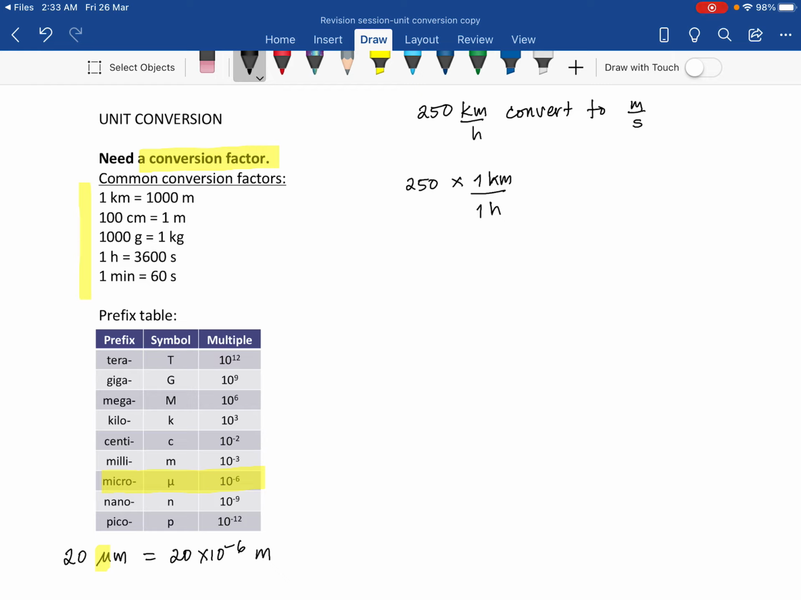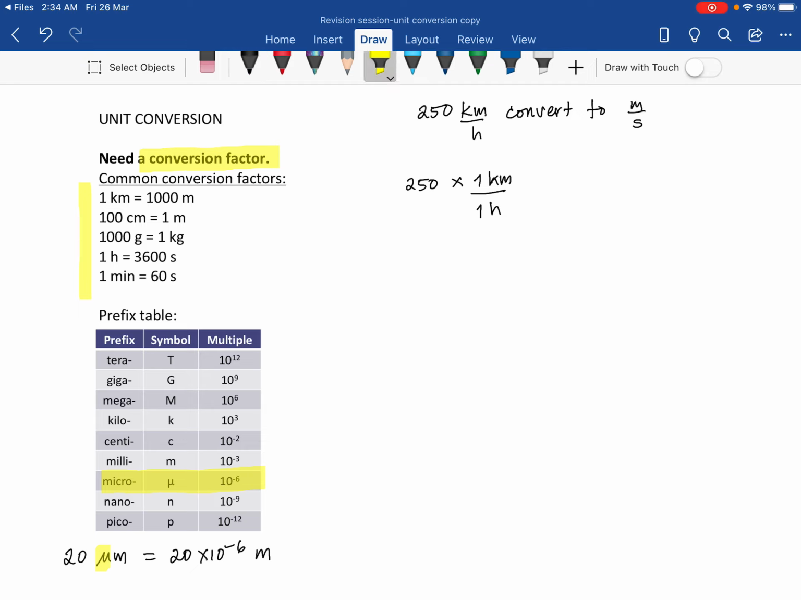So we did not really change the equation because any number multiplied by 1 is the number itself, and any number divided by 1 is the number itself. So 250 times 1 is still 250, divided by 1 is still 250. So this 250 times 1 kilometer divided by 1 hour is still 250 kilometers per hour. But the reason why we write it this way is so we can use our conversion factor and replace the unit that we don't want.